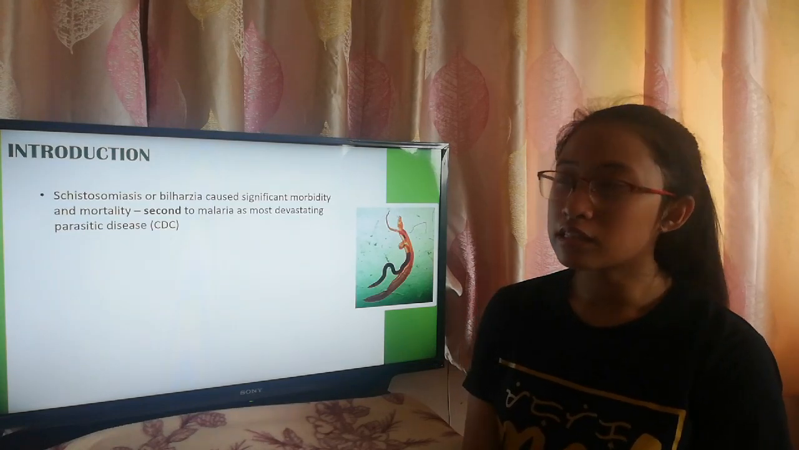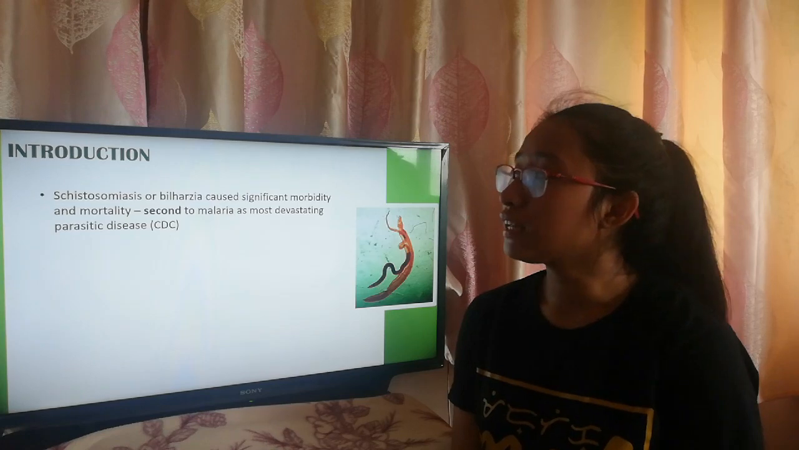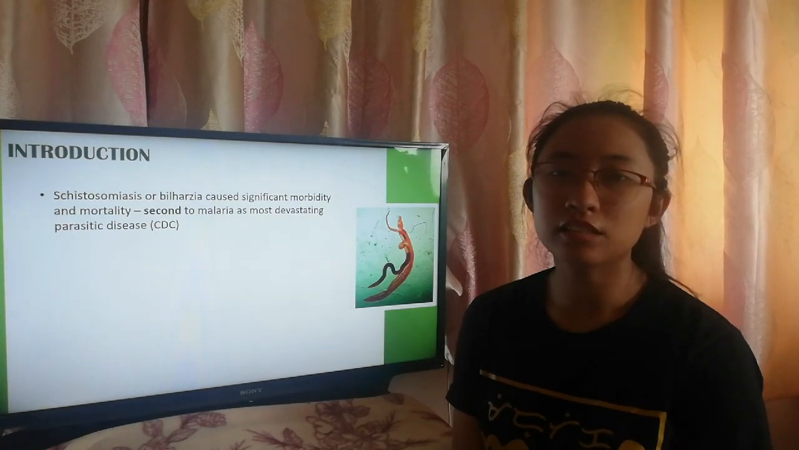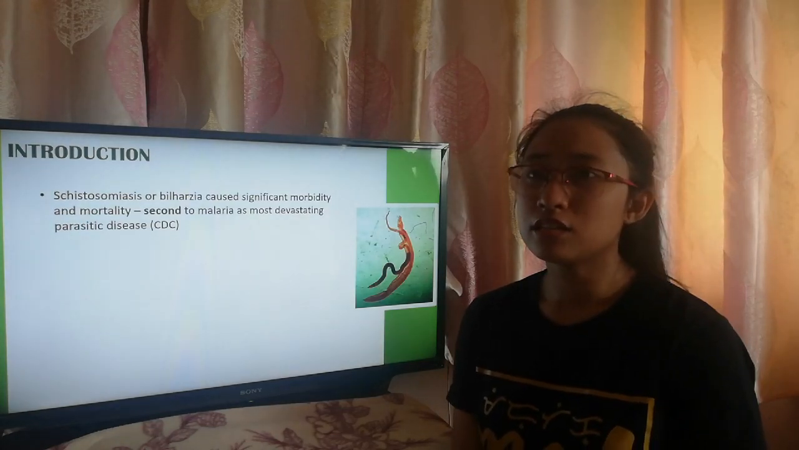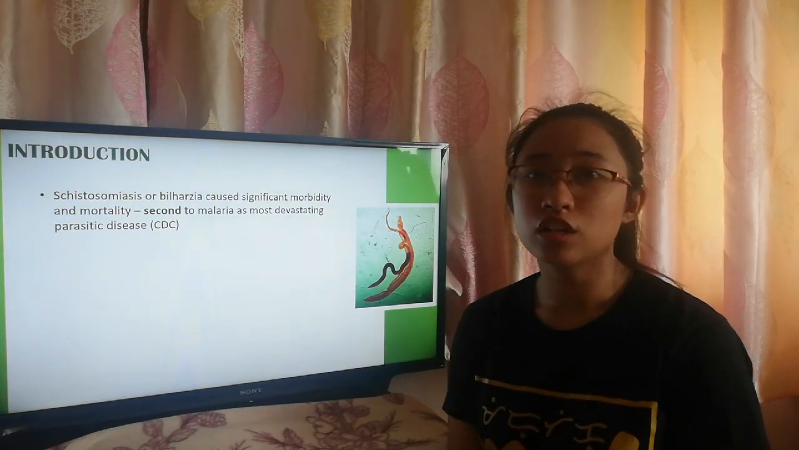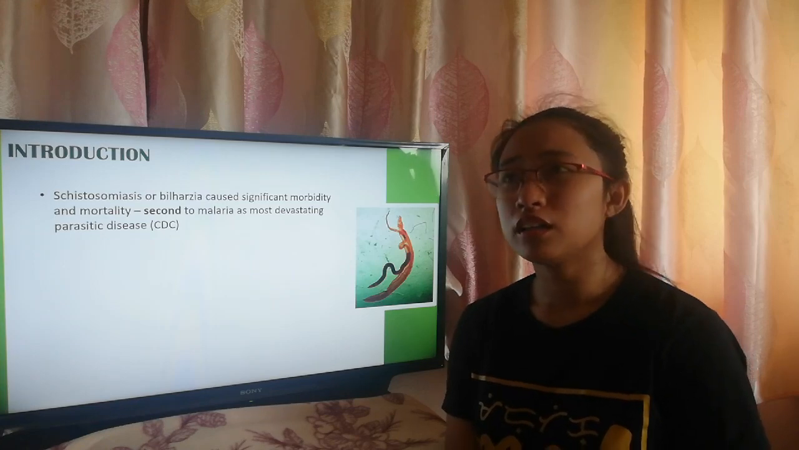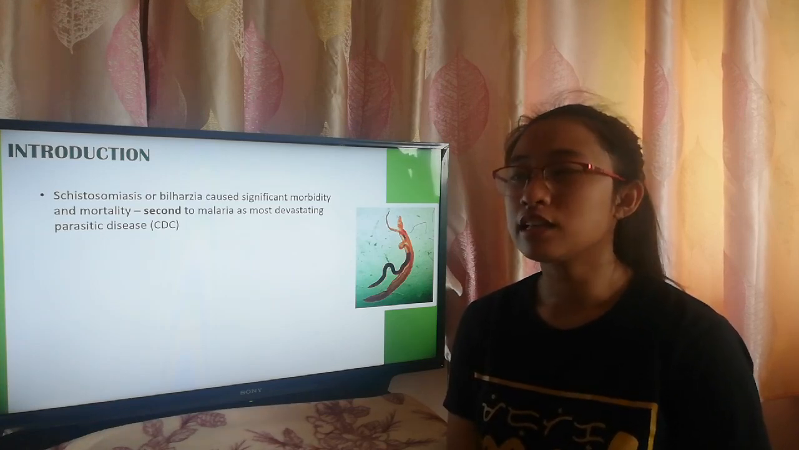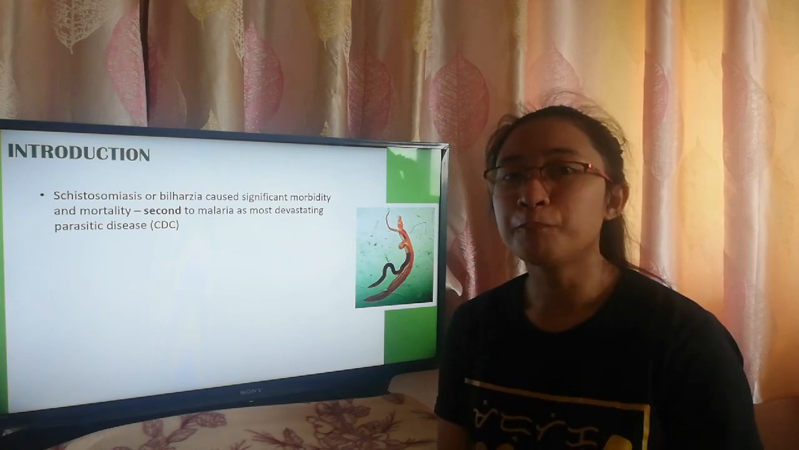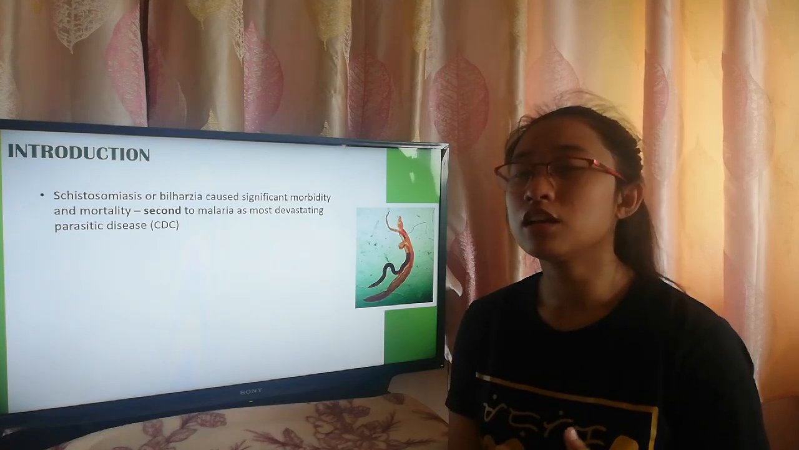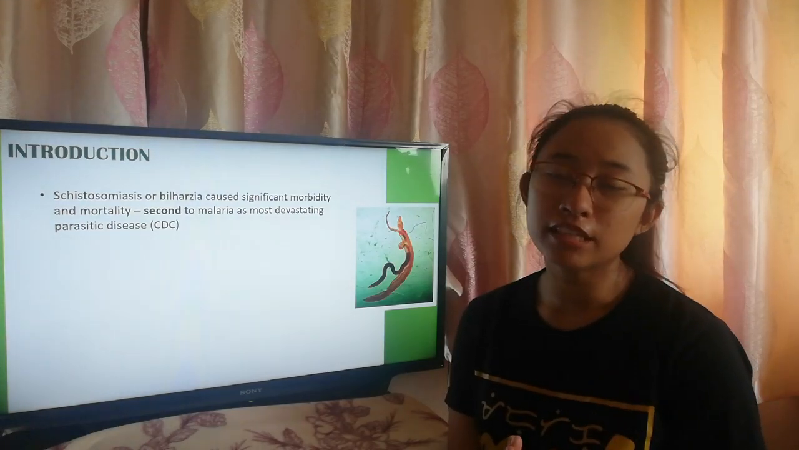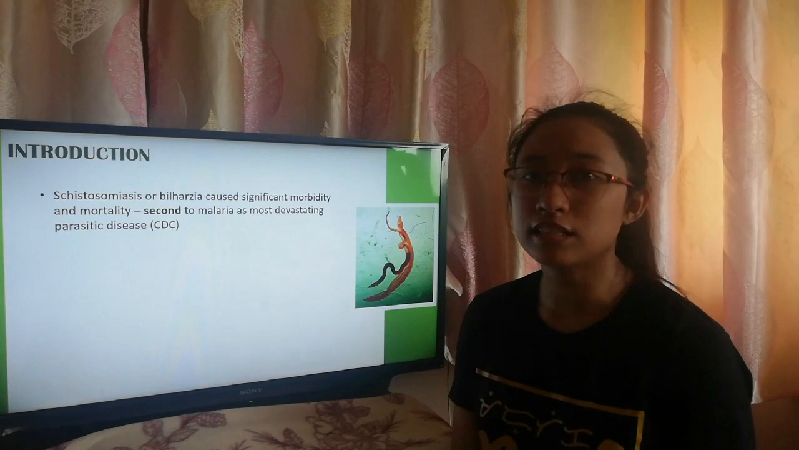Aside from that, it is also the second leading parasitic disease because schistosomiasis is listed as a neglected disease. Meaning that even though the cases are high, the government has not given much attention to the disease, not because they don't care about it, but because there are other diseases that our health sector focuses on, like malaria, HIV, tuberculosis, and other cases. That's why the number of people getting affected has increased, leading to it being second as a parasitic disease.